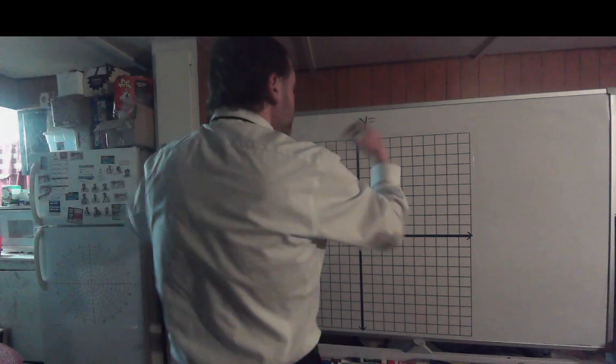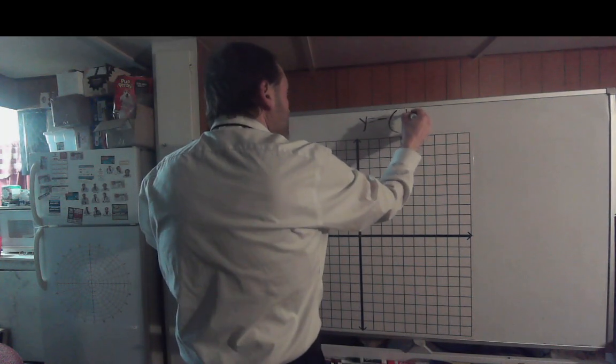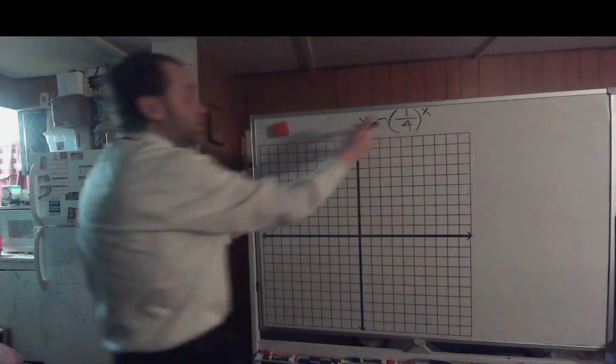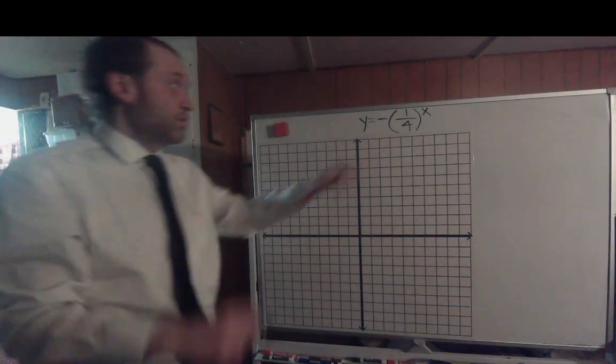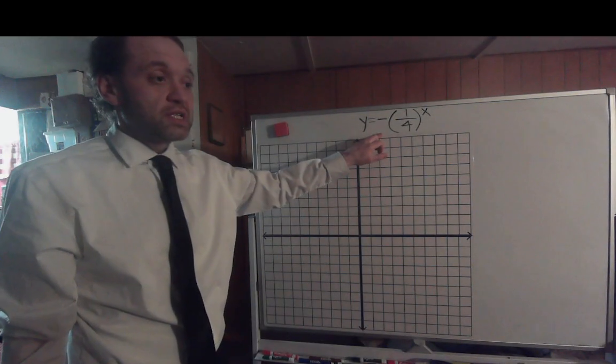Now, what if I do this? I slap on a coefficient here. So I have negative of 1/4 raised to the x power. So how's this going to affect the graph when I have a negative coefficient?